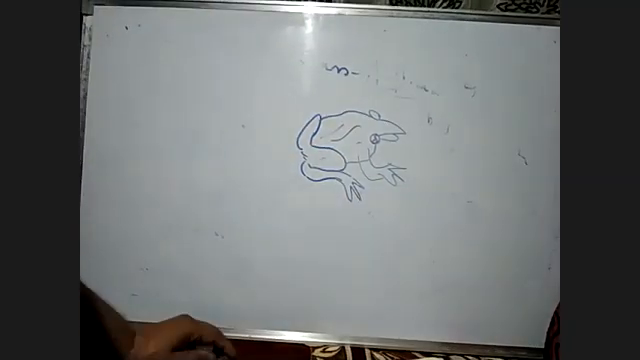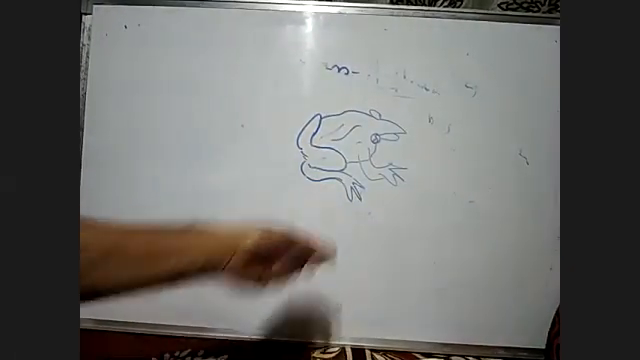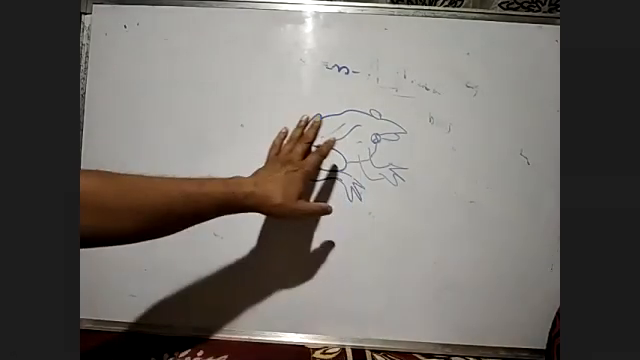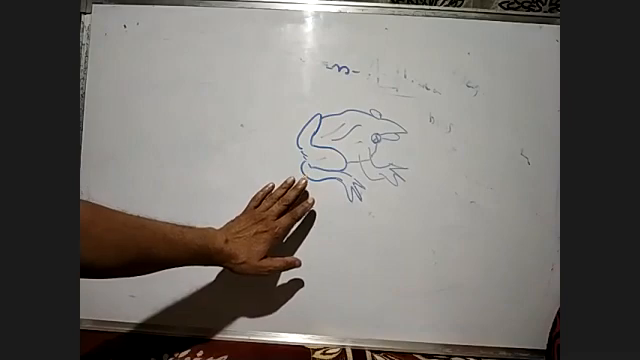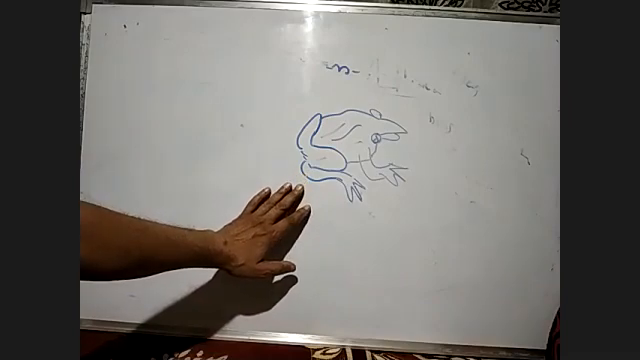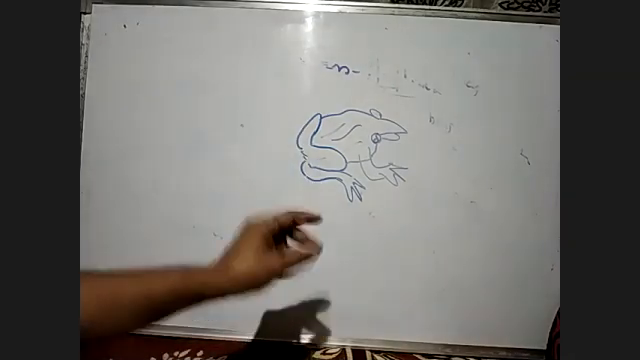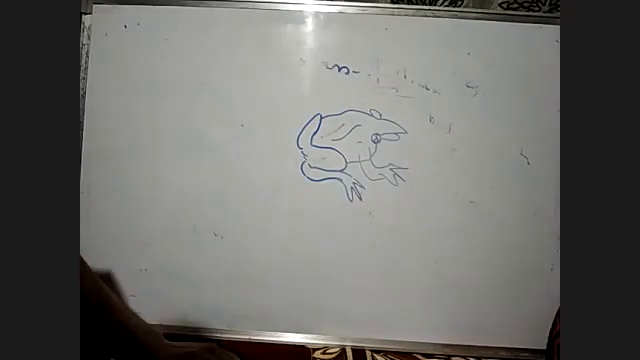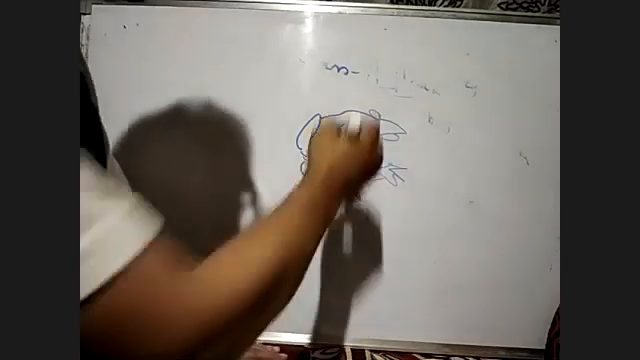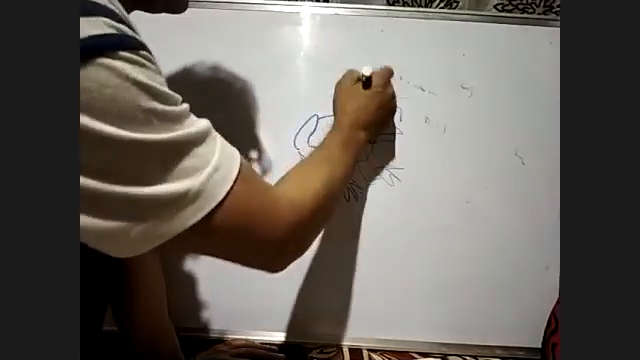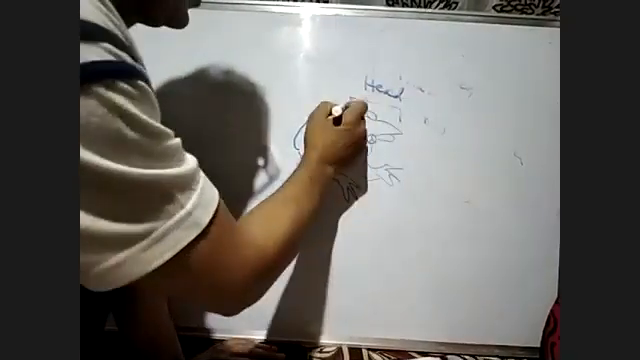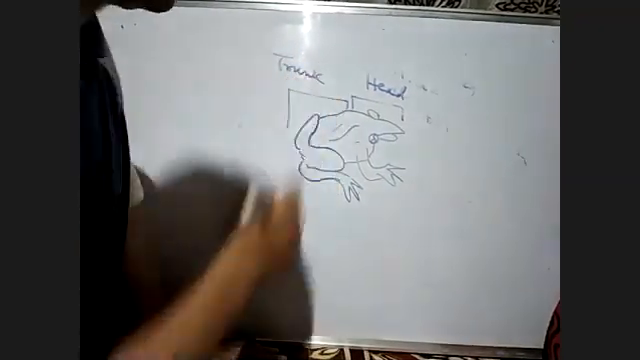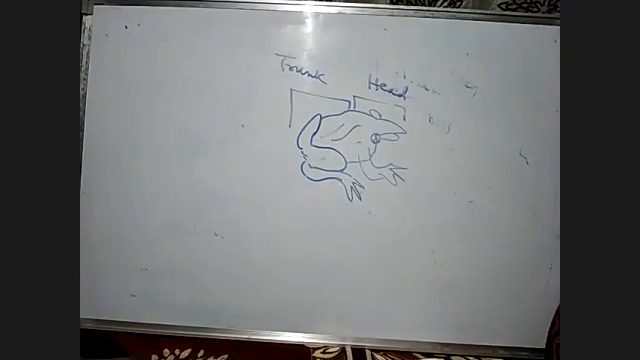If you look at the diagram of the frog here, I've done a rough sketch. This is a frog, and this is amphibia. If you look at the structure of the frog, the body is divided into head and trunk. This part is called the head, and this part is called the trunk. There will be no neck. Neck is absent, only head and the trunk.